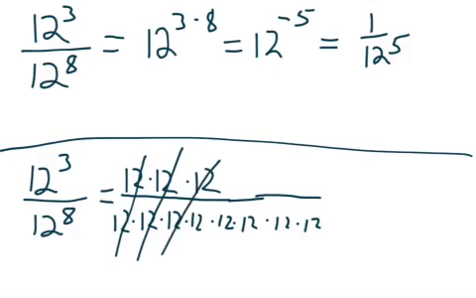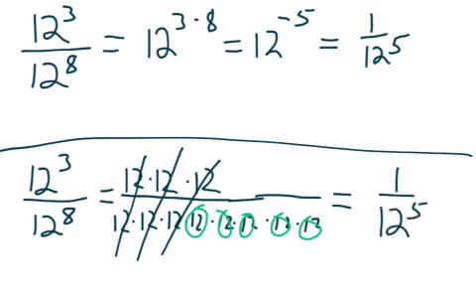Well, how many 12s are left on the bottom when you do this? Well, 1, 2, 3, 4, 5. So what does that end up being? Well, 1 over 12 to the 5th. There's no 12s left on top because I crossed them off, and there's 5 12s left on the bottom.